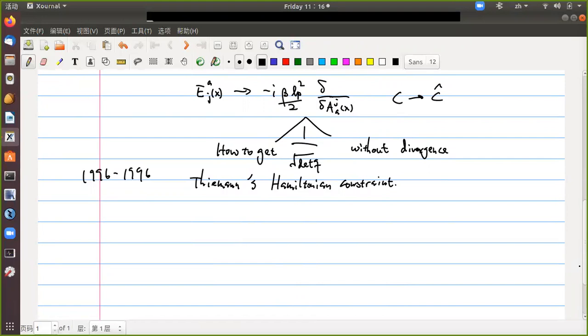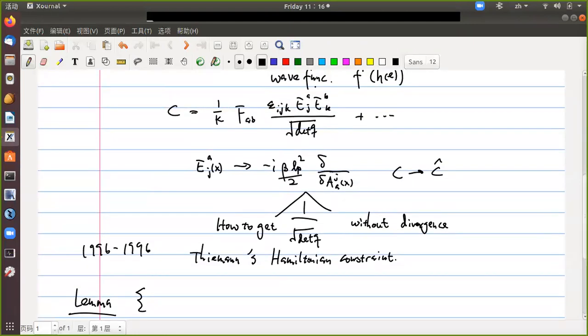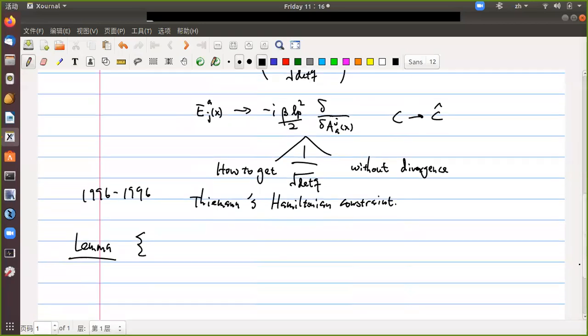Now let's come to the construction. One of the ideas, as I mentioned last time, is Thiemann's trick. I write it again. We have this lemma, a Poisson bracket, basically to regularize, or re-express, E E divided by the square root of Q.